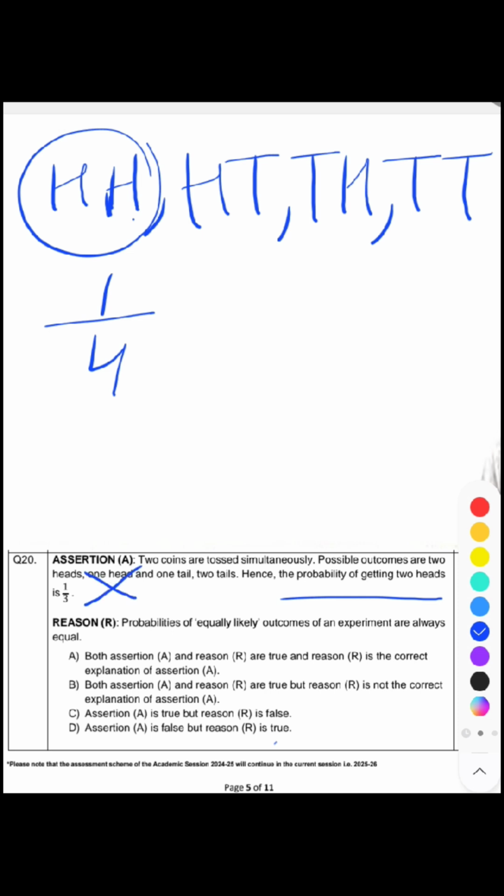Now reason: probability of equally likely outcomes of an experiment is always equal. Yes, reason is true. First you check in which option the assertion is false? Only in option number D. So here right answer is option D because assertion is false and reason is true.